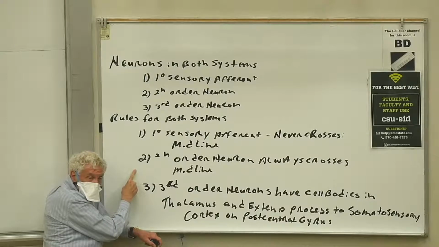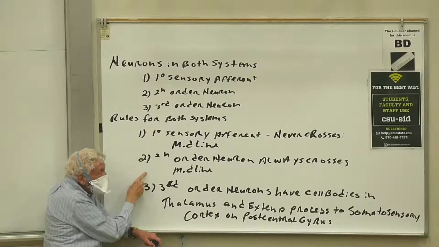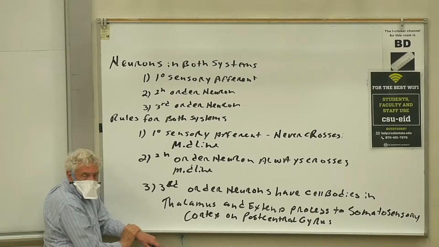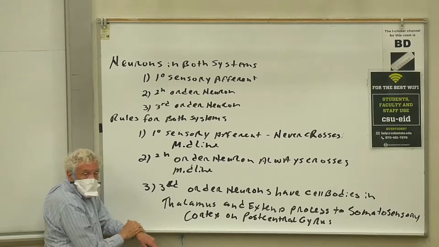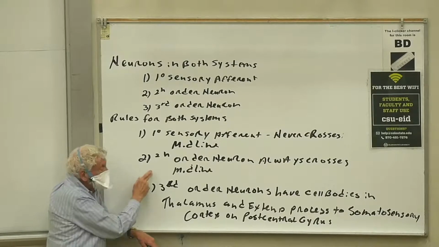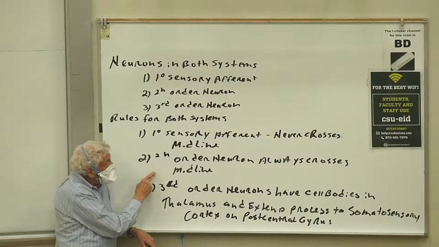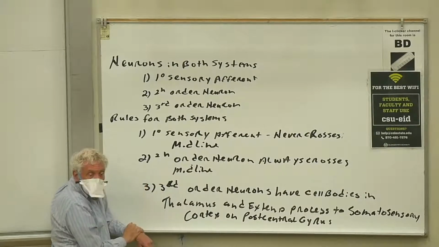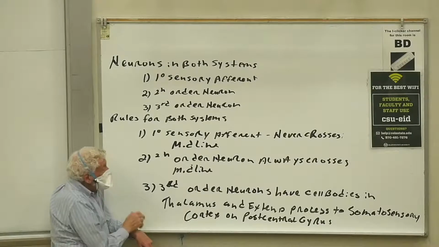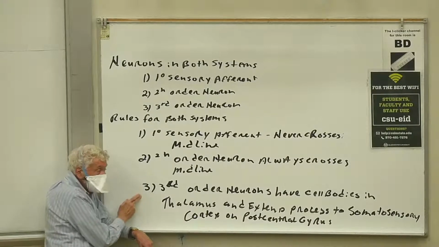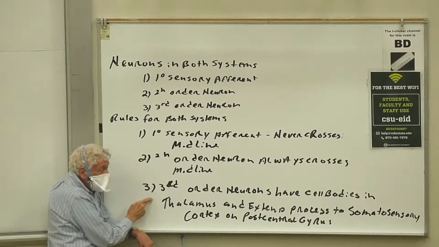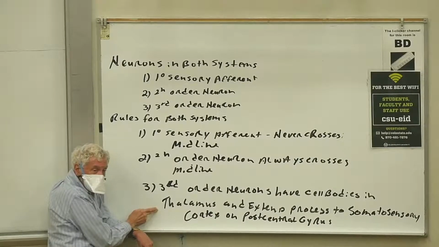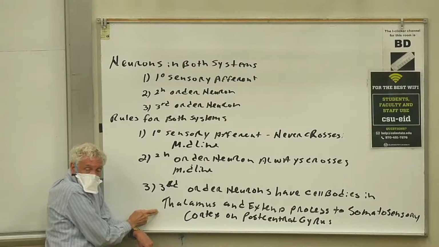The next story that's true for both pathways is that the second order neuron always crosses the midline. It doesn't matter whether we're talking about the spinothalamic tract or the dorsal column medial lemniscal system. The second order neuron will always cross the midline. The third order neuron, in all cases, receives input from the second order neuron, and is found in the thalamus, in a place called the thalamic relay nuclei.